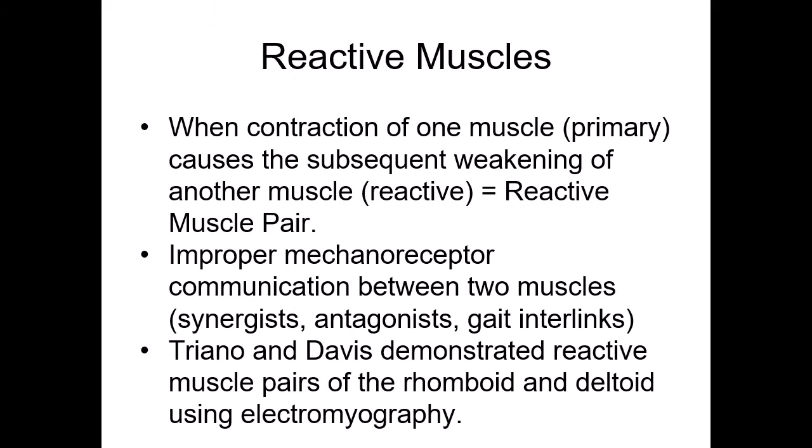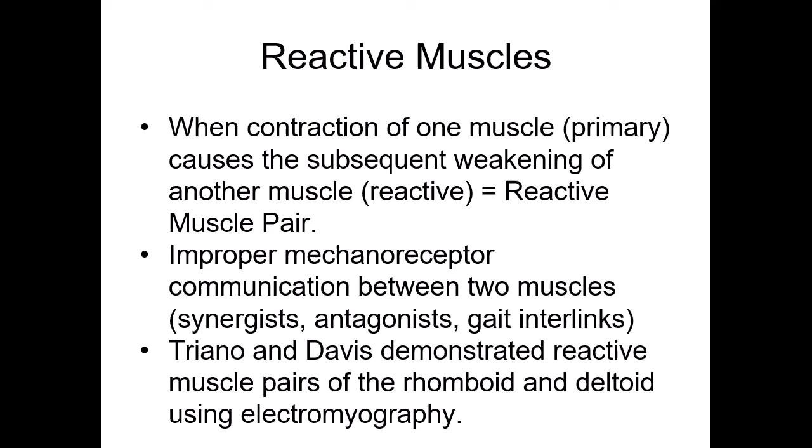Next, we will discuss reactive muscles. When contraction of one muscle causes the subsequent weakening of another muscle, these are known as reactive muscle pairs. The contracted muscle we'll call the primary muscle, and the muscle that became weak is known as the reactive muscle. This is due to improper mechanoreceptor communication between the two muscles.